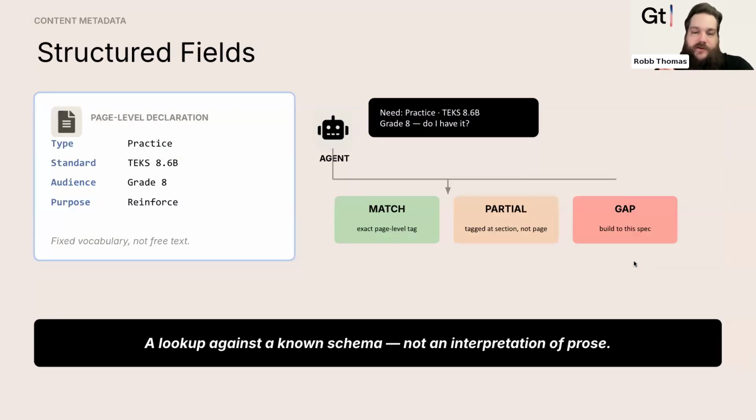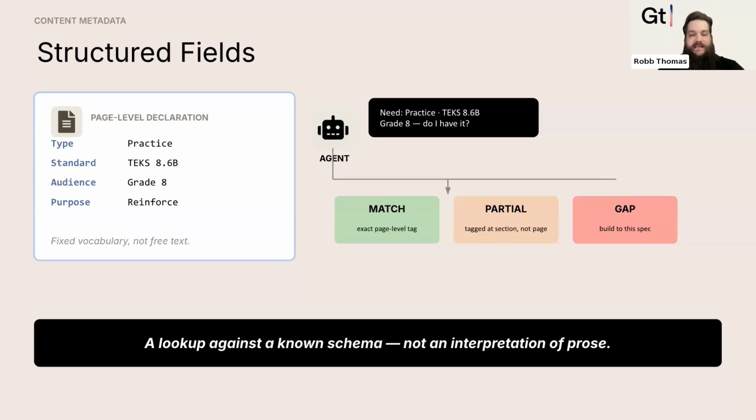Imagine we have a page about photosynthesis. I've got, at the page level, some declarations made by the metadata. This is a practice page. It aligns to a particular Texas eighth grade standard. Its purpose is to reinforce material that has already been taught on instruction pages. By giving these pieces of metadata, these aren't interpretations the AI needs to make. It understands what am I looking at, why does it exist, and what is it for. They're defined metadata values in the system.